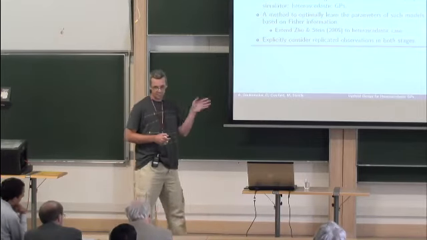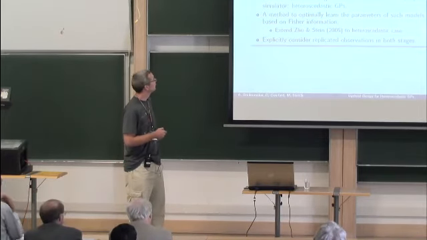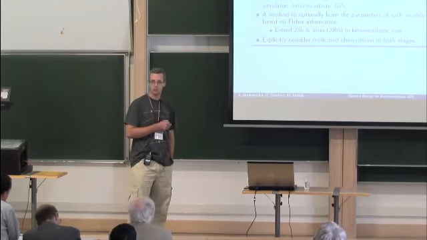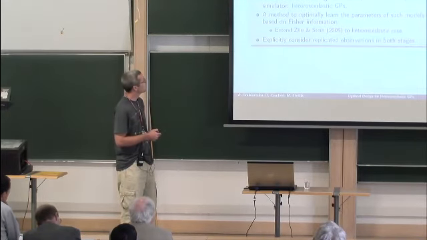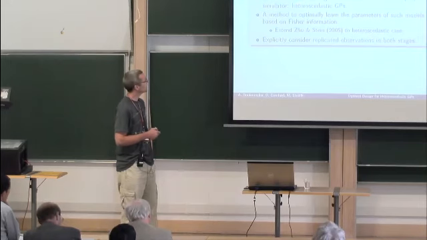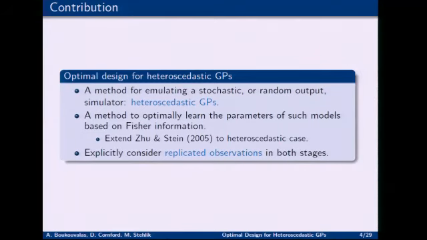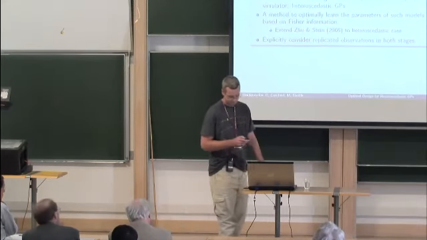Okay. So what this work is about is we basically work with heteroscedastic Gaussian processes with a nugget effect, and we introduce a type of Gaussian process to do the heteroscedastic bit, and we choose it with optimal design in mind. And then we propose a method to optimally learn the parameters of such models, and this is using the Fisher information, and this builds upon, as I said, the Zhu and Stein work, which extends this work basically to the heteroscedastic case. And throughout this work, we explicitly want to consider replicated observations in both the model inference and the design stage.